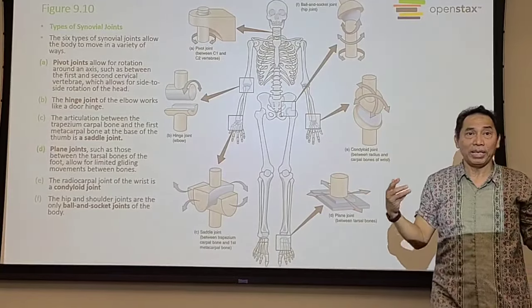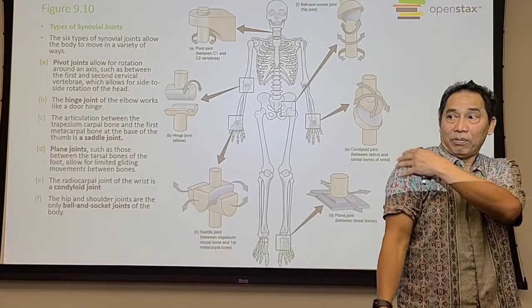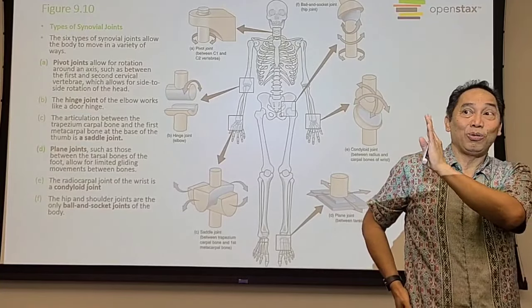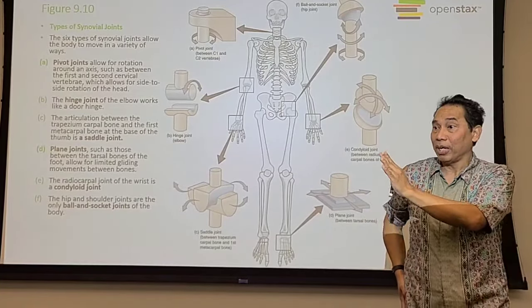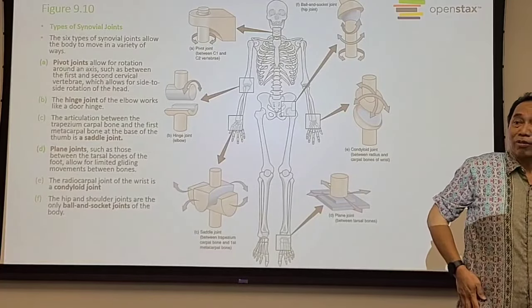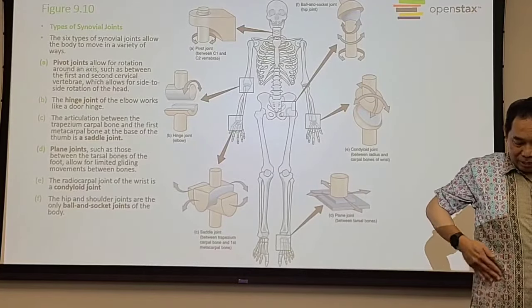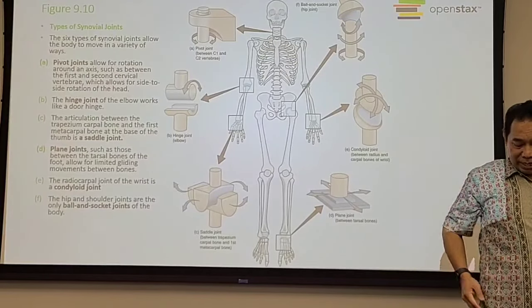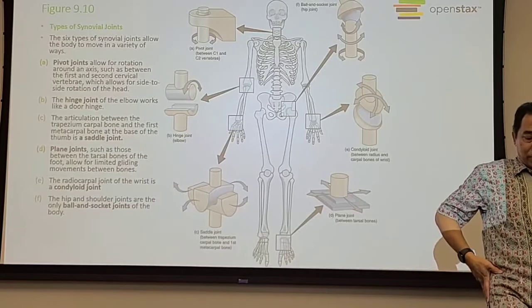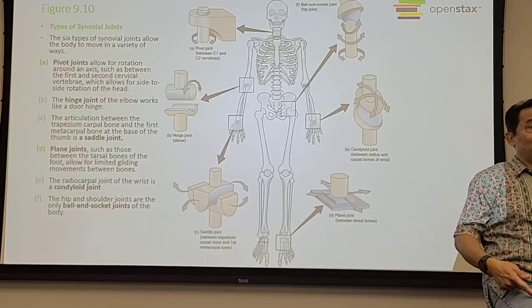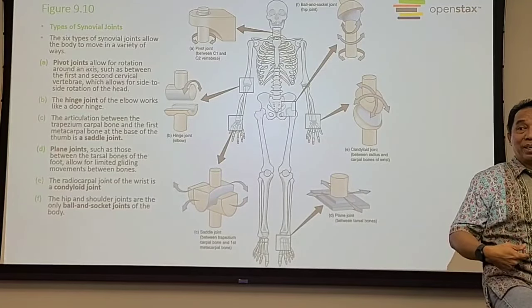And the last one is called ball and socket. We only have two places for ball and socket. Over here, the shoulder joint and the hip joint. That's the only two places. What kind of movement? This is going to give you a lot of movement. Look at this one. This is 180 degrees, right? When I move like this, my hip, like this, what happened? It lowers the angle.